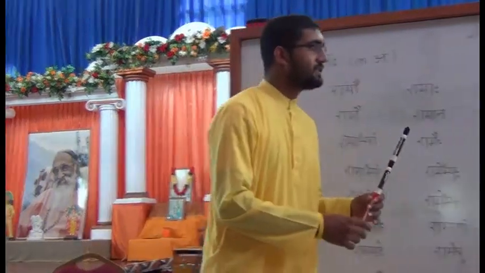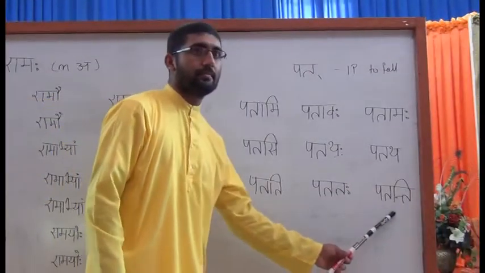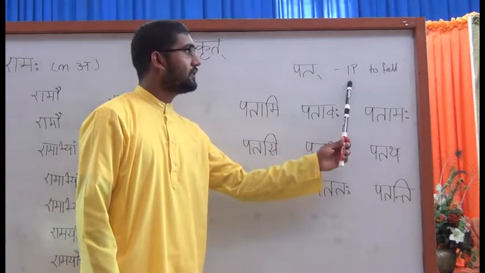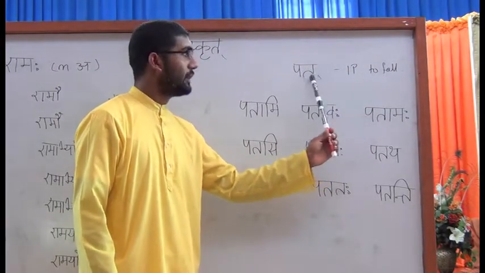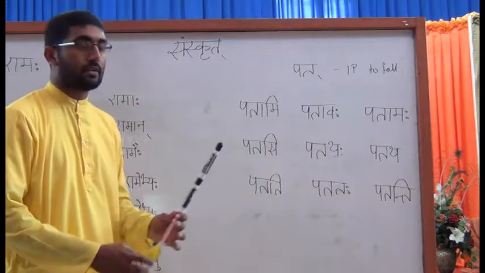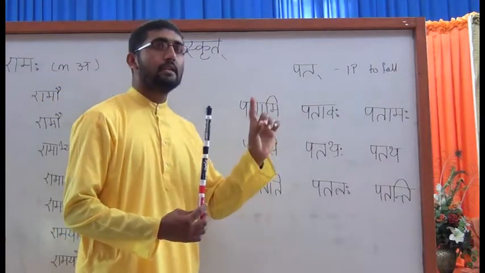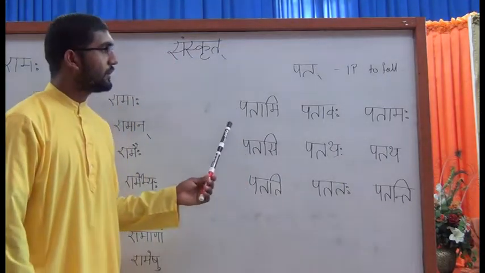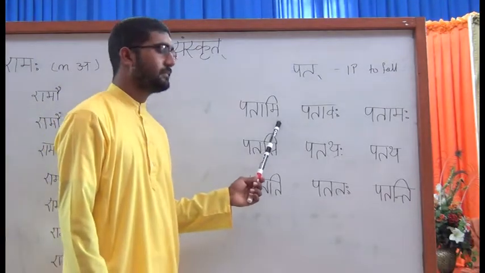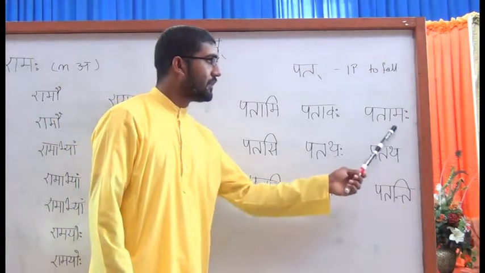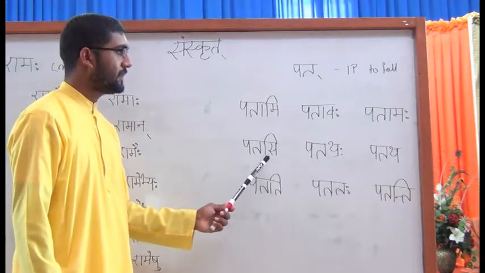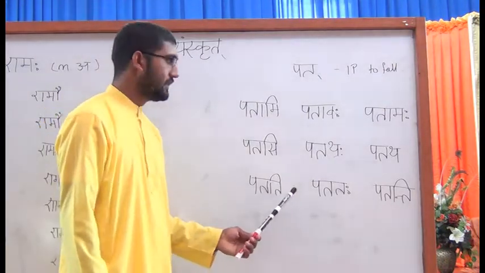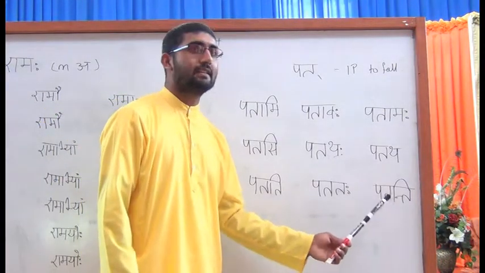Right. And now this is called a conjugation. It's a conjugation of the verb pat, which is the first conjugation parasmay pada of, well, pat, to fall. It means to fall. 1P means first conjugation parasmay pada. So, we are going to conjugate pat. Patami, patavaha, patamaha, patasi, patataha, patata, patati, patataha, patanti.